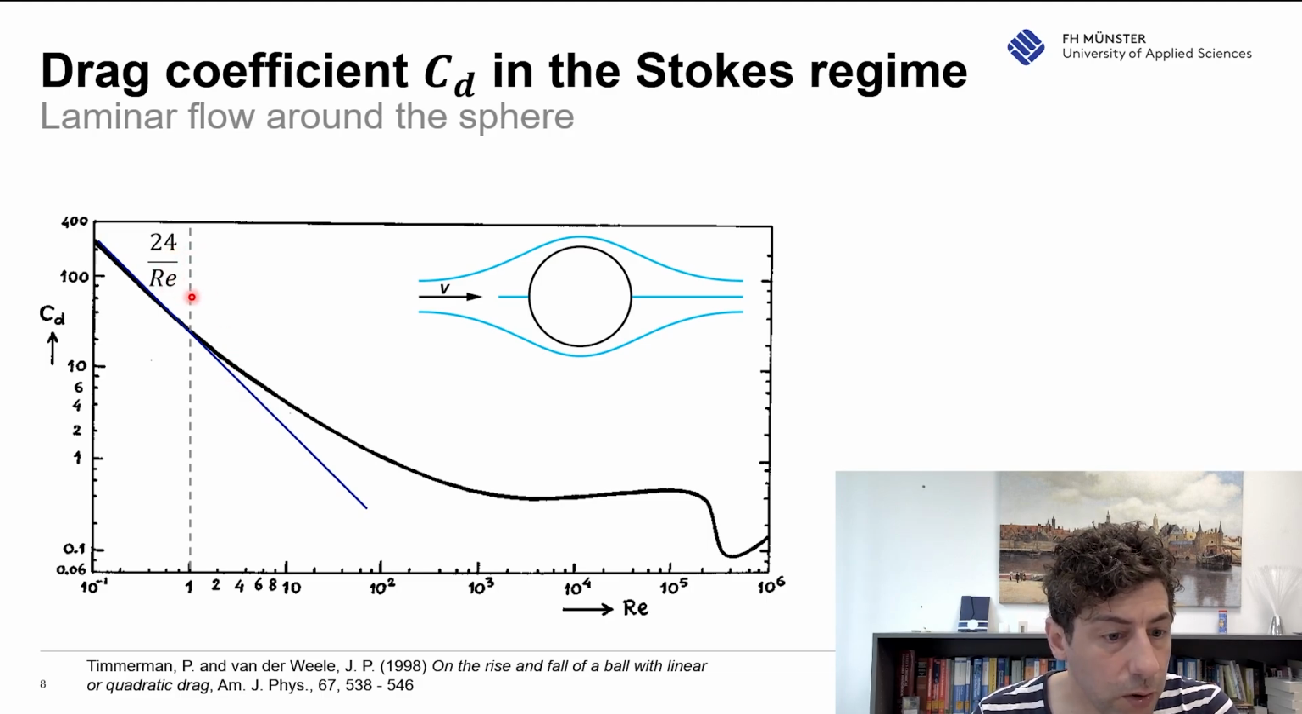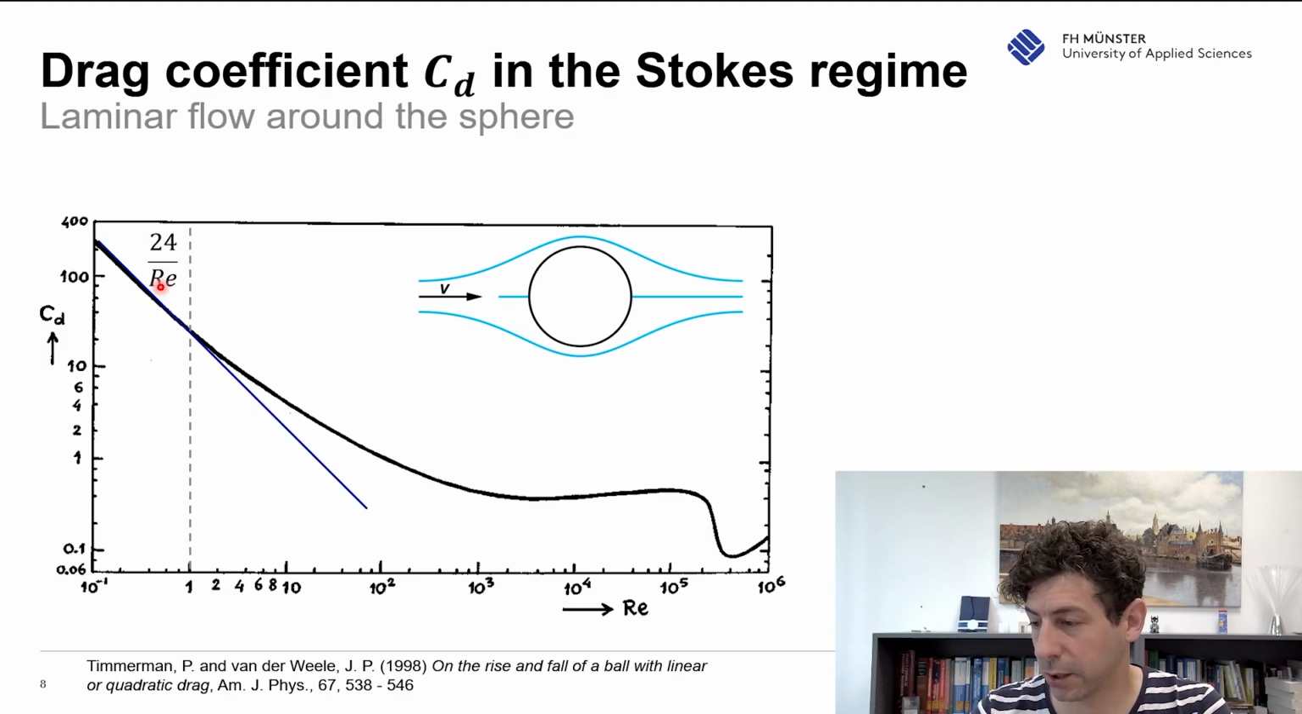So if we take a look at Reynolds 1, if we put a 1 here, CD should be 24. So we put Reynolds 1, we take a look, 24. Until here, this very, very simple expression is the function of the Reynolds number. So CD equals 24 divided by Reynolds for Reynolds smaller than 1 in this area.